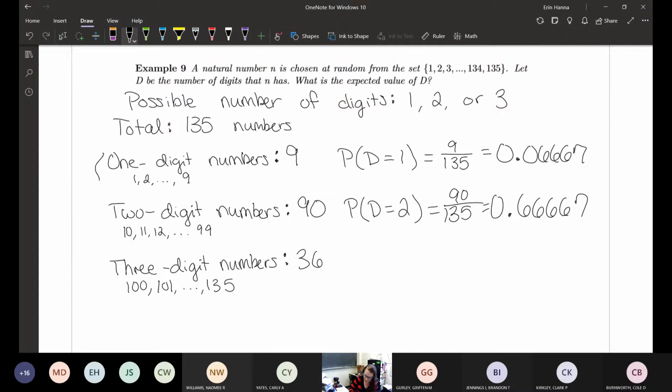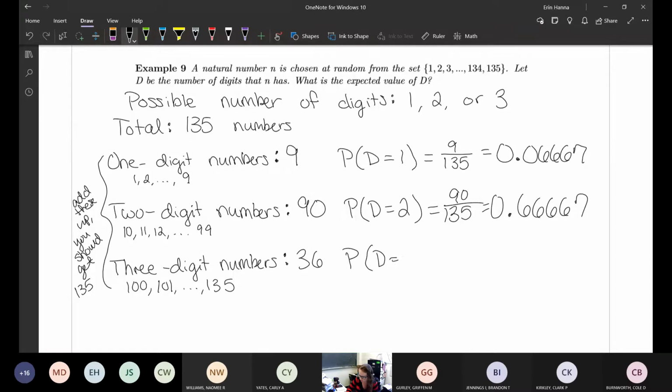And if you're having a hard time figuring out how many numbers there are, if we add these up, you should get 135, because that's how many numbers we have. So if we add up 9, 90, and 36, we do get 135. So maybe we miscounted somewhere, but we didn't. That's a good way to triple check that you probably got the right amount of numbers in each spot.